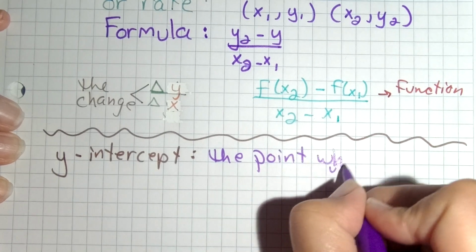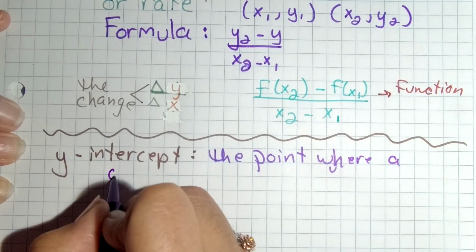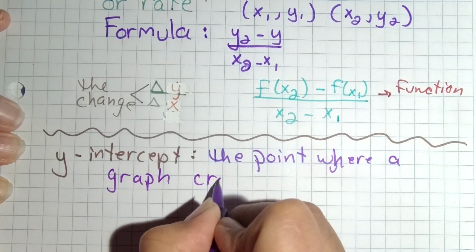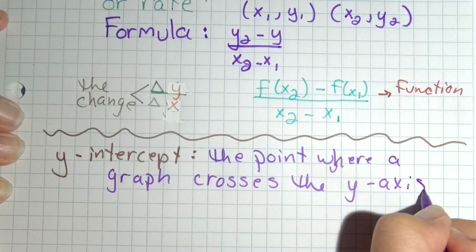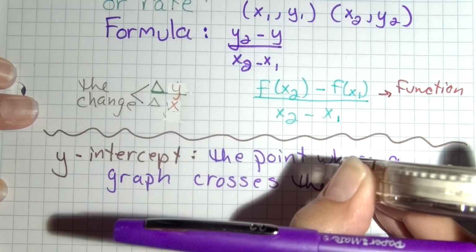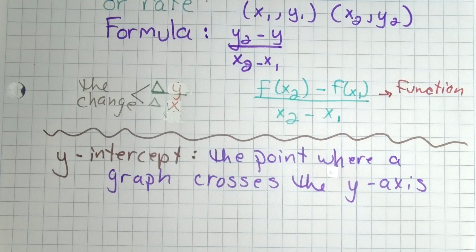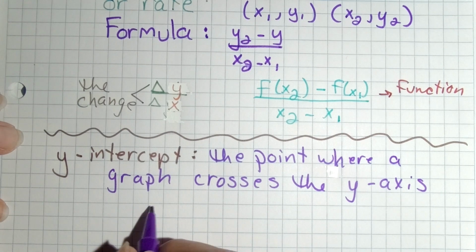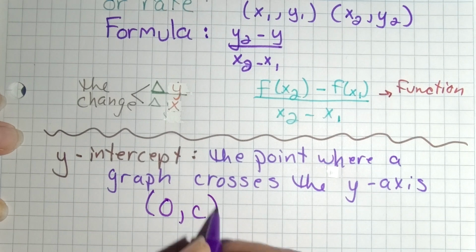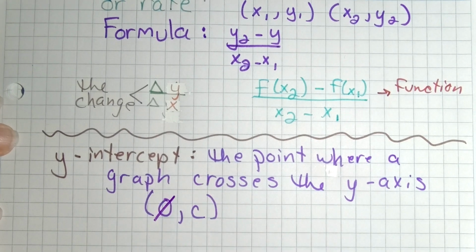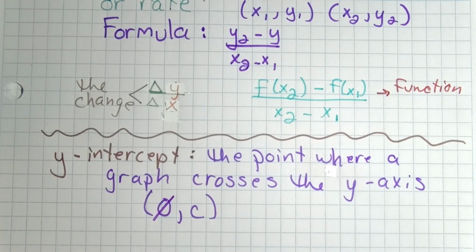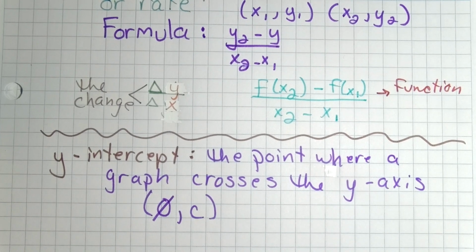where a graph crosses the y-axis. The coordinates are 0, c. That's 0. I'm just going to cross that out for 0. So you know that's a 0, not an O. Going too fast?